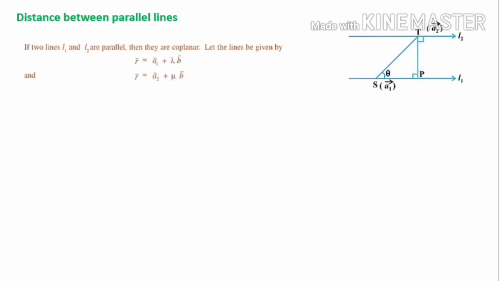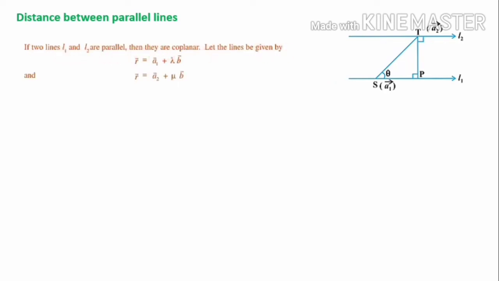Next we shall discuss the distance between parallel lines. Here two lines L1 and L2 are given to you. They are parallel and we are asked to calculate the distance between these two parallel lines, that is modulus of PT we have to calculate. Here also the proof is not required, so we just need the formula only. If two lines L1 and L2 are parallel, then they are coplanar.